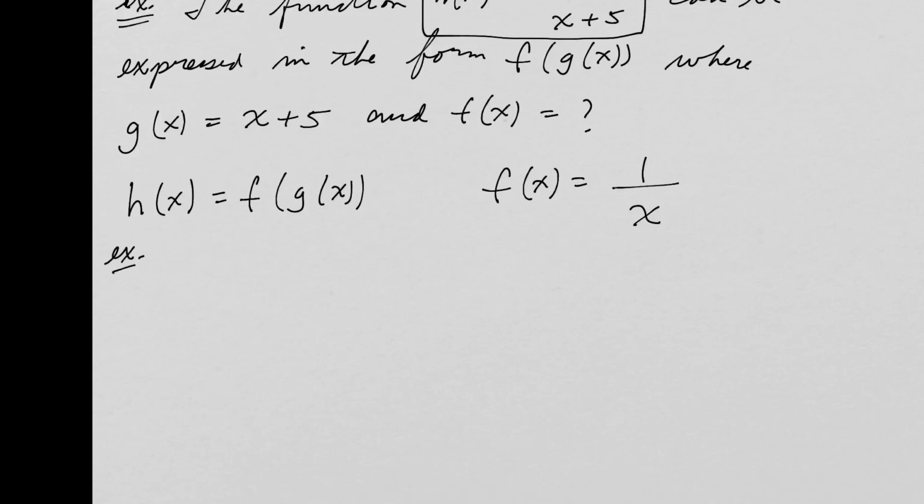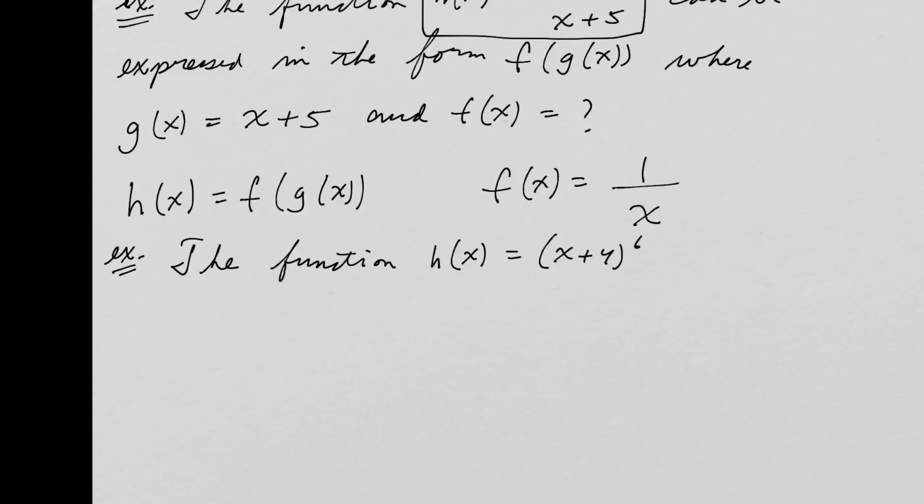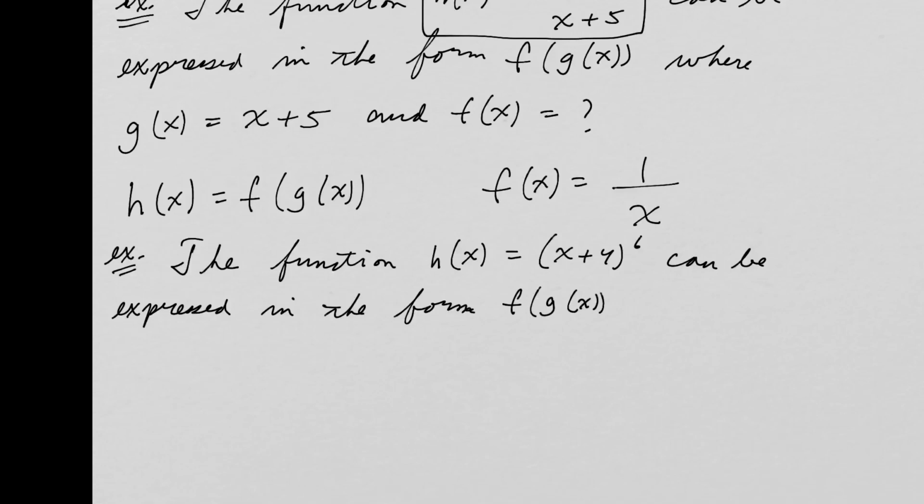All right, let's do one more of those. Let's say the function h of x is equal to x plus 4 to the 6th can be expressed in the form f of g of x, where f of x is equal to x to the 6th and g of x is equal to what?